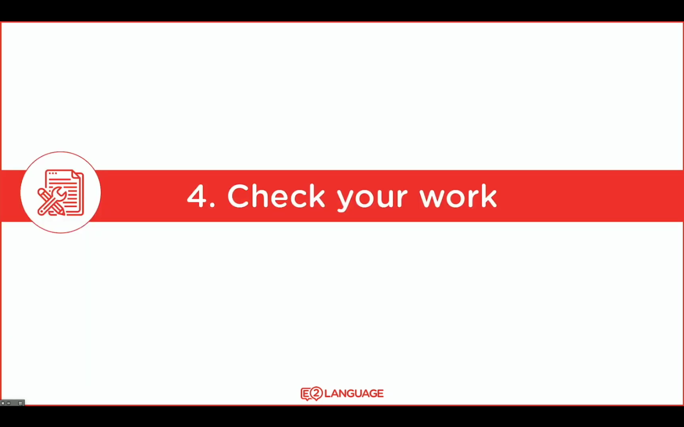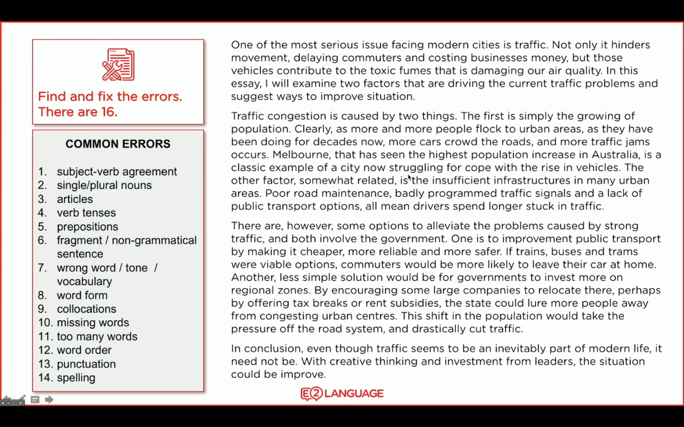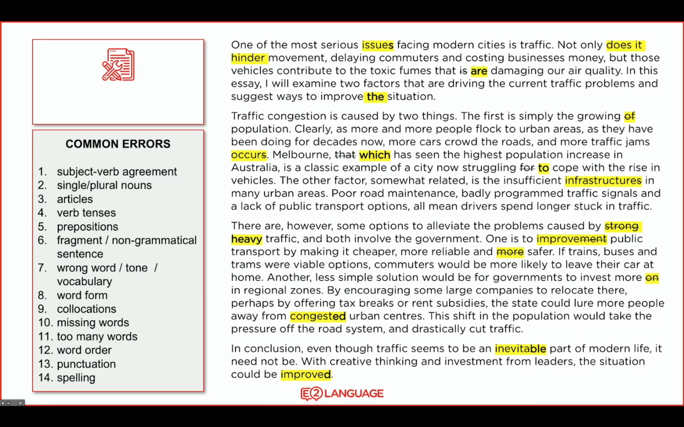Okay, before we finish, we need to check our work for silly errors or silly mistakes. There are a range of errors that may occur when you're writing, from article misuse to the wrong preposition, or it might be a verb tense issue. Could be too many words or word order, who knows? Have a look at these errors here and see if you can fix them. Pause the video. Cool, so for example, the first one needs a plural noun. So it's not issue, but issues. Little things like that can cost you.